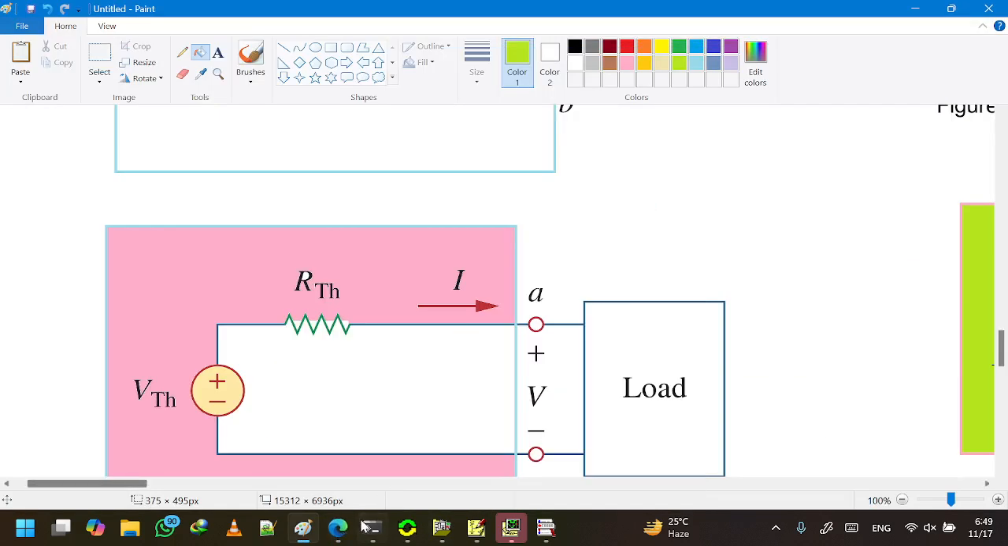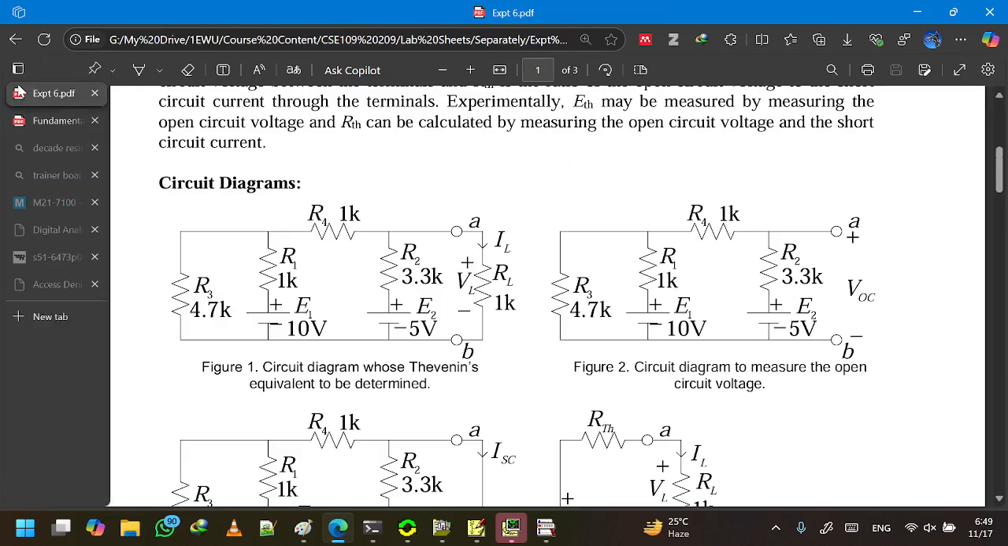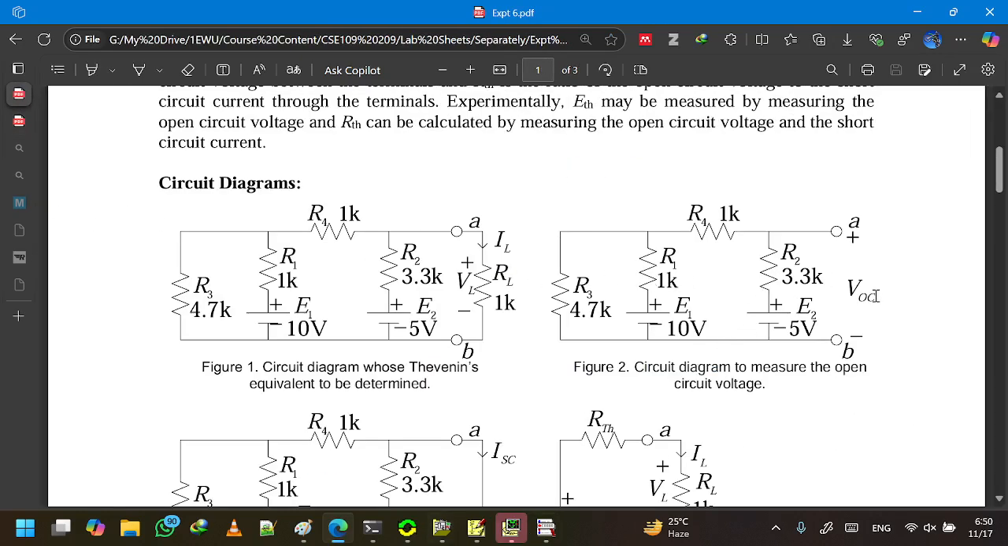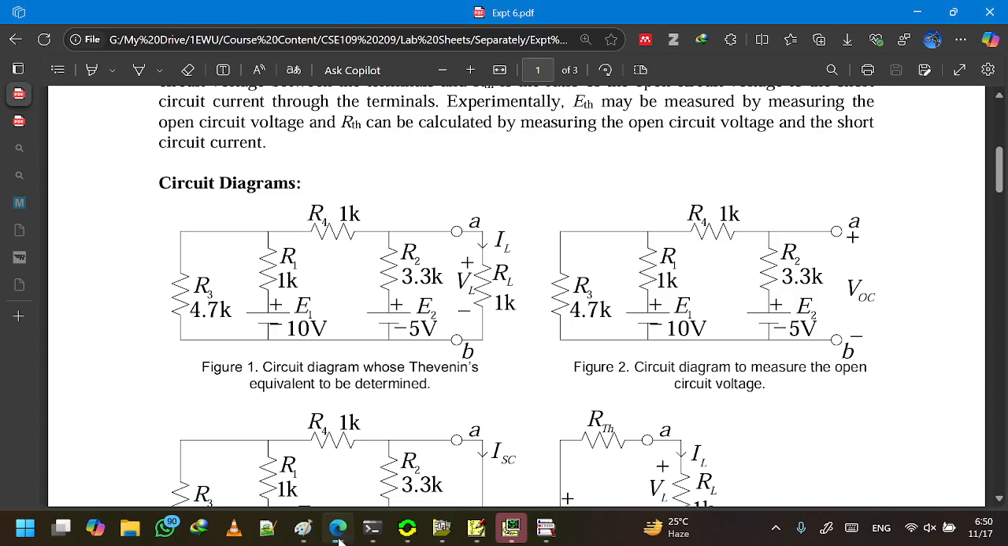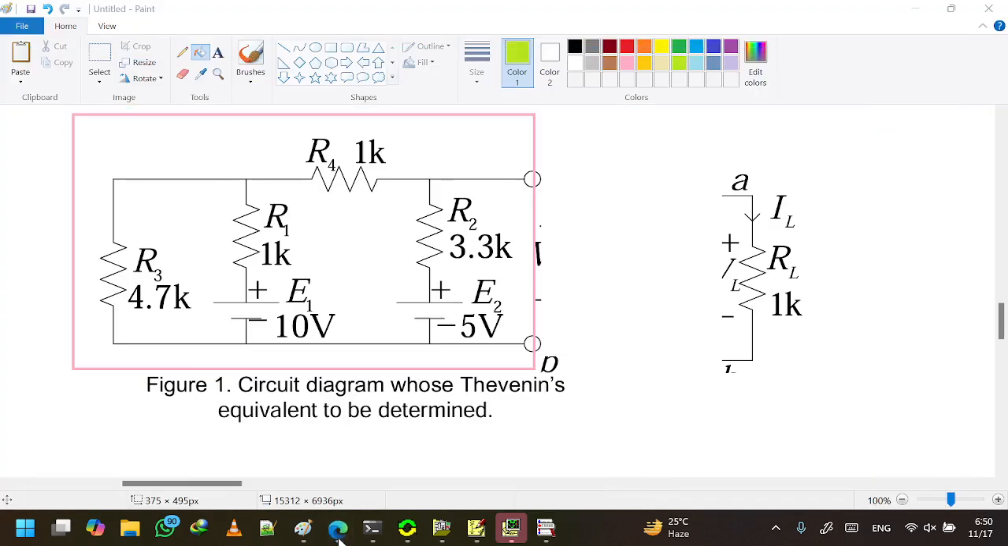So in the lab, we have to connect a voltmeter after disconnecting the load. We disconnect this load first, then we connect a voltmeter over here. Just like this, we will disconnect the load first. RL would be marked as the load resistor. So we will disconnect the load first. It will give us the second circuit of this experiment.